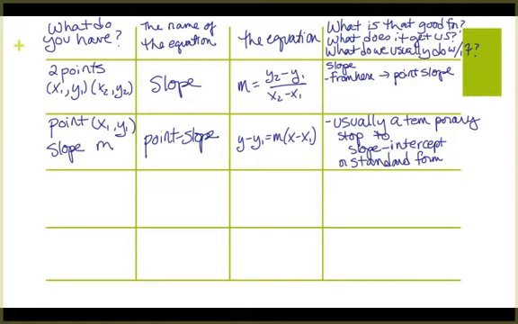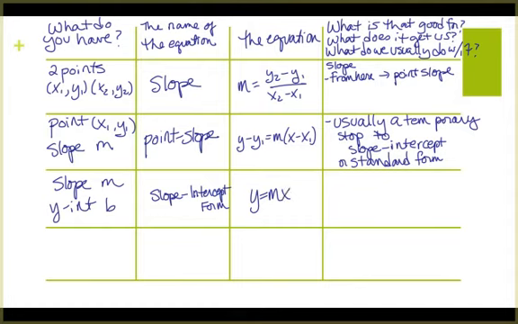So what do we need to write slope-intercept form? Well, we need a slope and we need a y-intercept. So if we have that to start with, that's the easiest one of them all to write because that's usually where we want to end up. So if I give you the m and the b, you're done. You just plug in the m, plug in the b, and you're good.